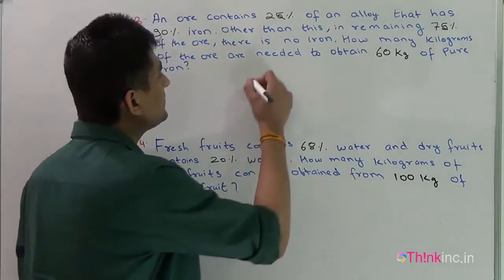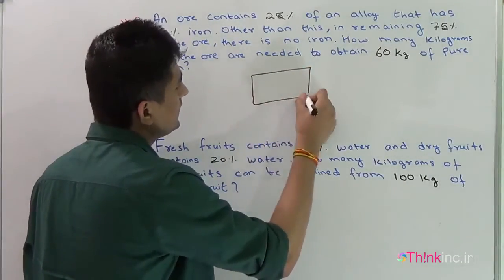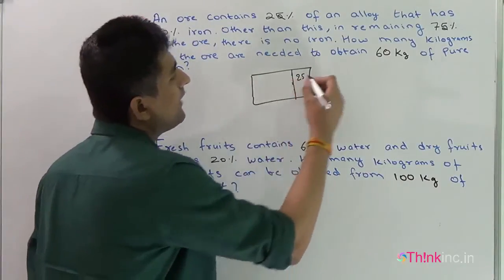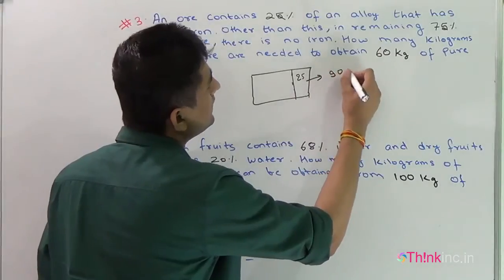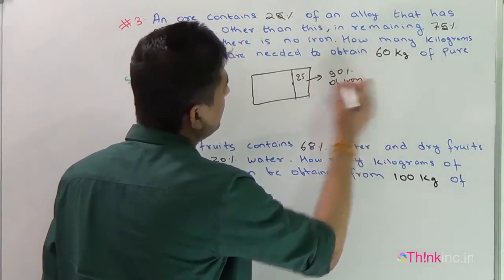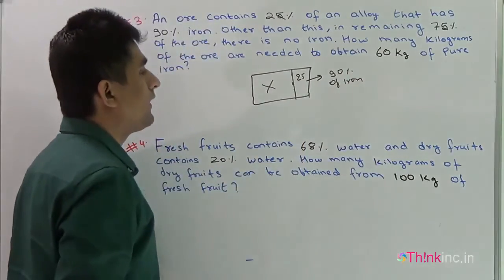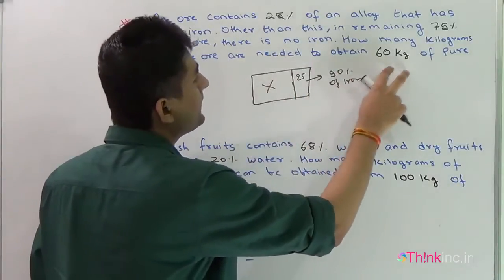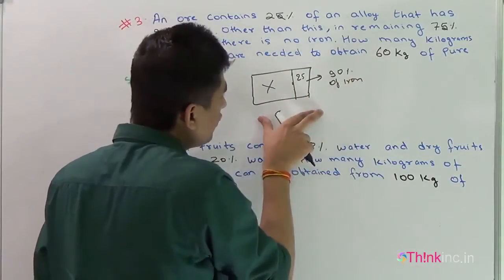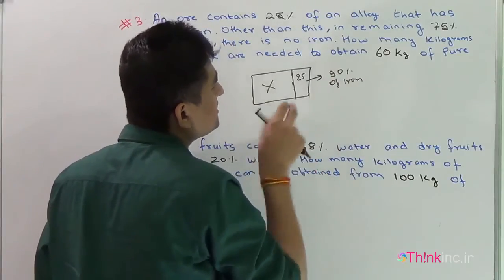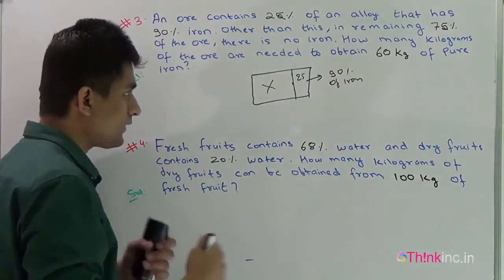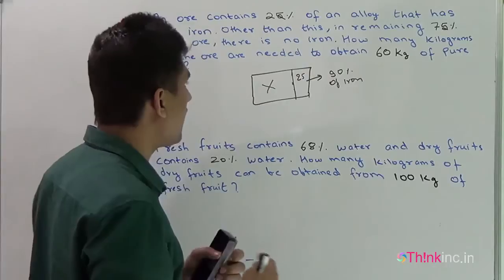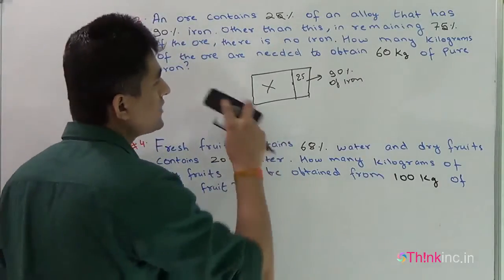The question says there is an ore. Suppose this is the ore, and its 25% is an alloy and it contains 90% of iron. In this part there is no iron. Now the question says: how many kilograms of the ore are needed to obtain 60 kg of pure iron? From this ore we have to obtain 60 kg of pure iron. This question is a simple case of successive percentages. Let me show how you will proceed in this kind of question.